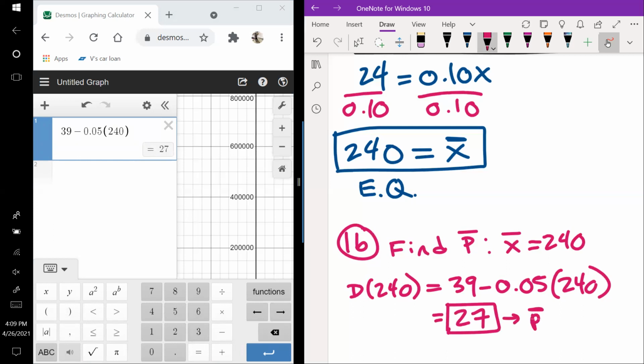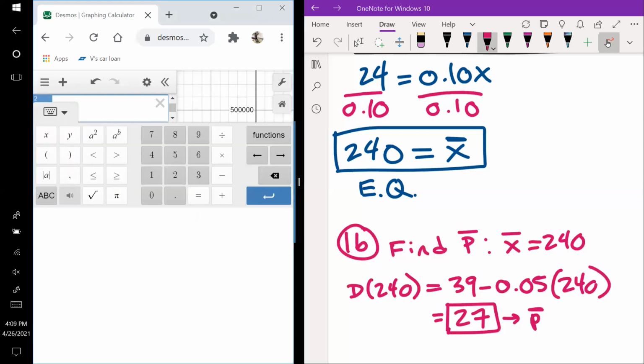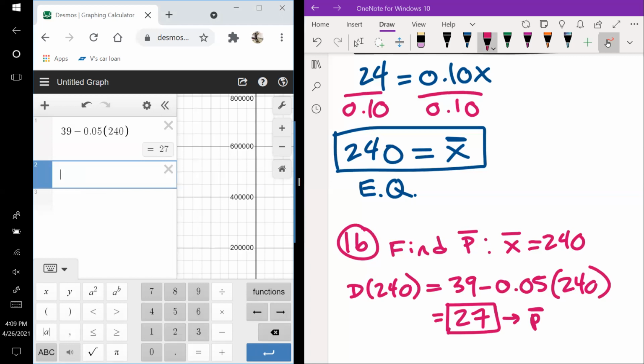This is p bar. And just to show you that you'll get the same exact value, since I have decimals up, I'll plug it into s of x, which is 15 plus 0.05 times 240. And you see, we still get 27. The reason for this again is because both functions intersect, which means they are equal at this exact point.